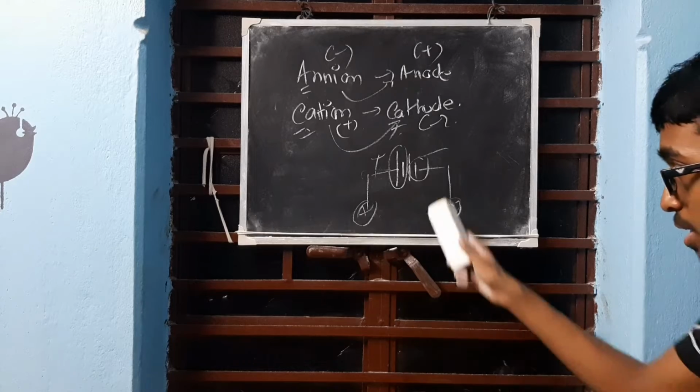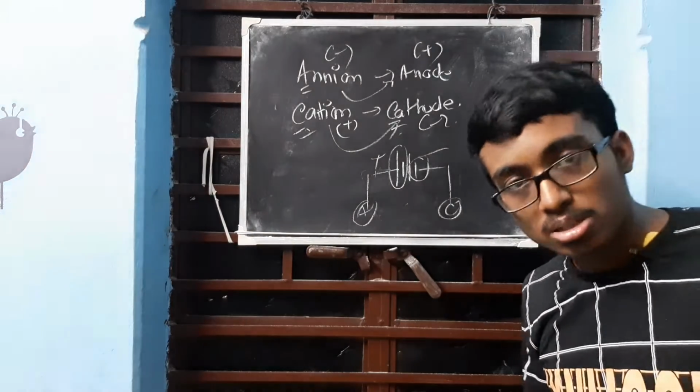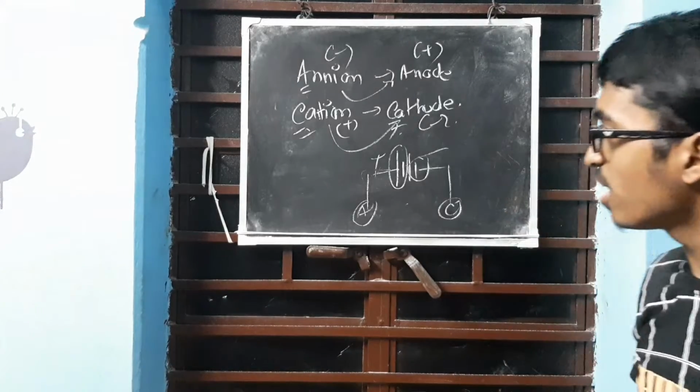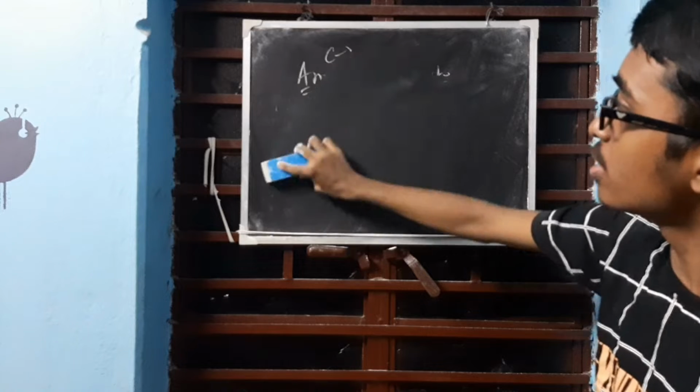How will you identify it? Check this portion. The bigger line you see is the plus. The smaller line is the minus. Okay? Understood? Cathode and anode. This is the complete concept of cathode and anode. You can remember this. Very good.